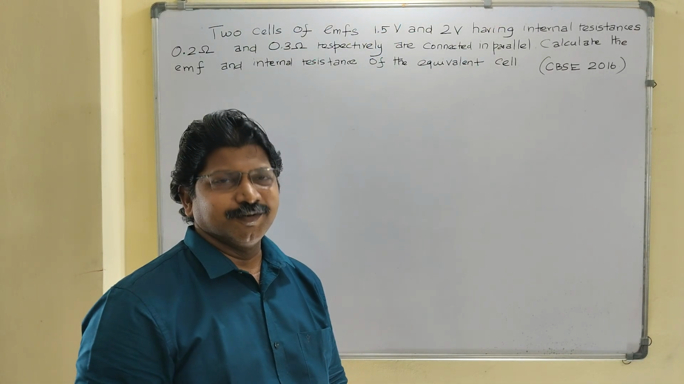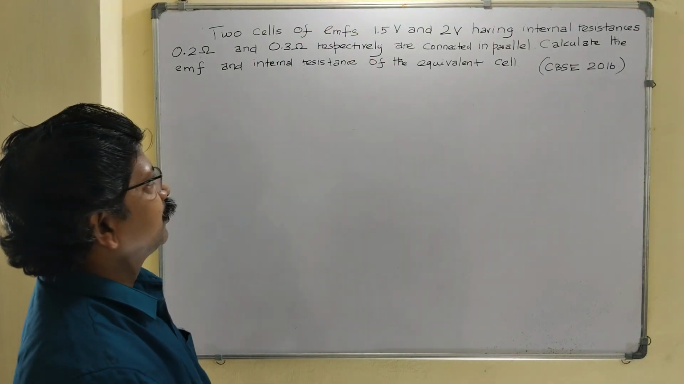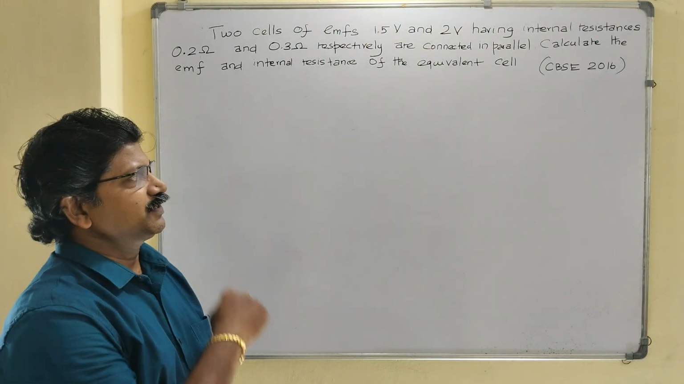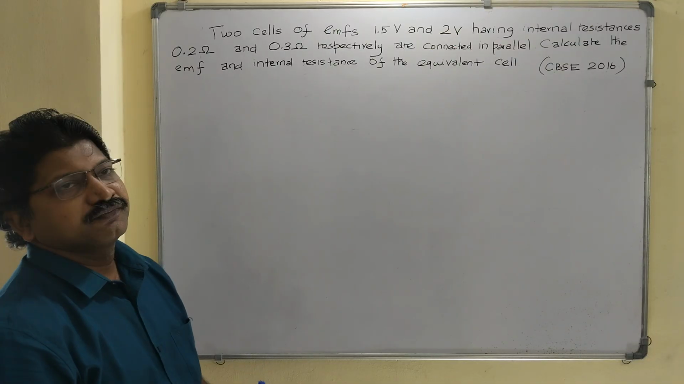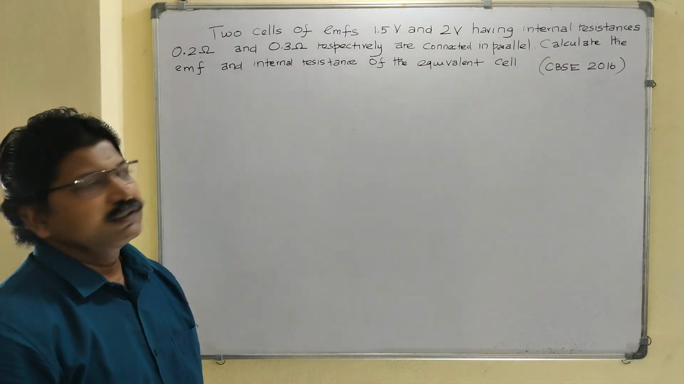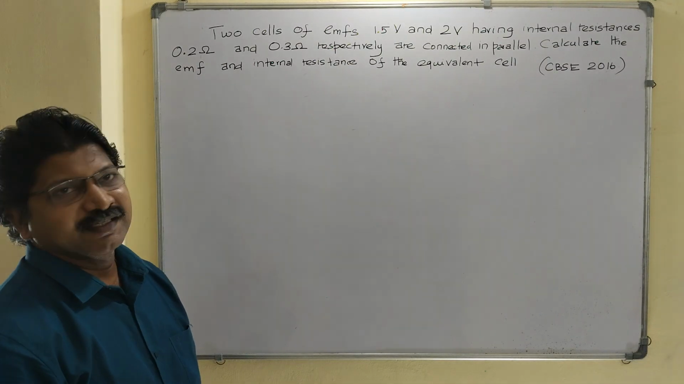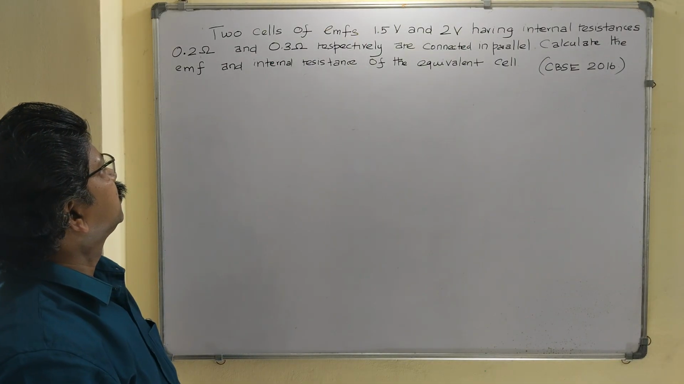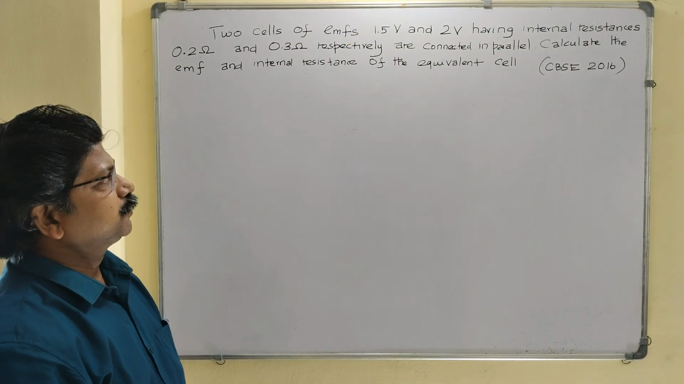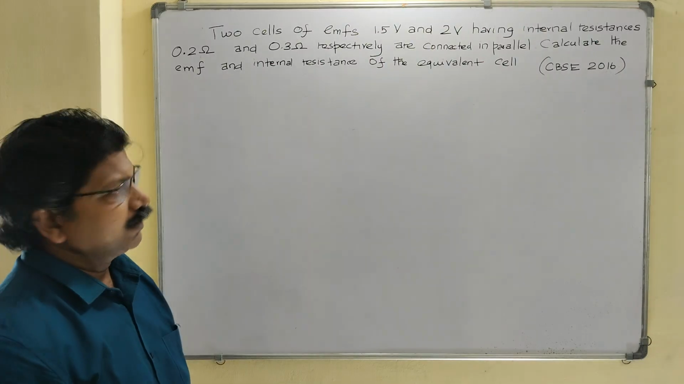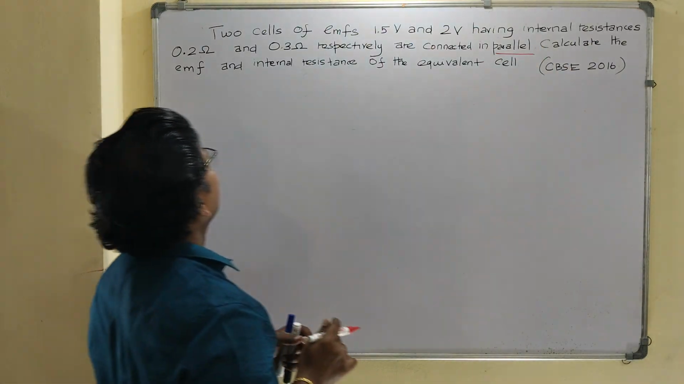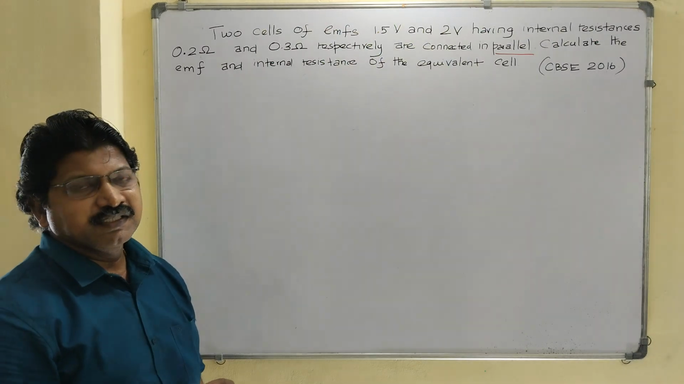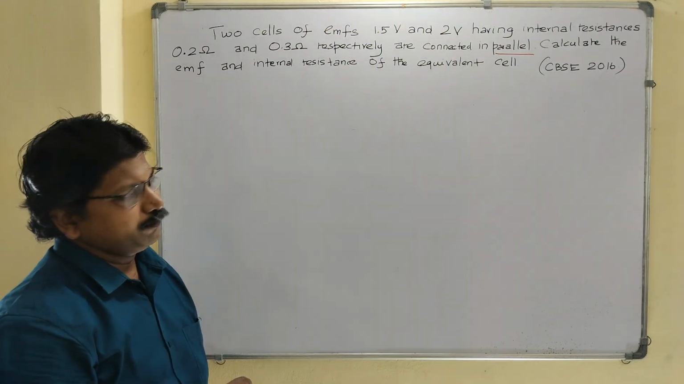Dear students, welcome. Now we are going to solve one problem from current electricity. Two cells of EMF 1.5 volt and 2 volt having internal resistances 0.2 ohm and 0.3 ohm respectively are connected in parallel. Calculate the EMF and internal resistance of the equivalent cell.